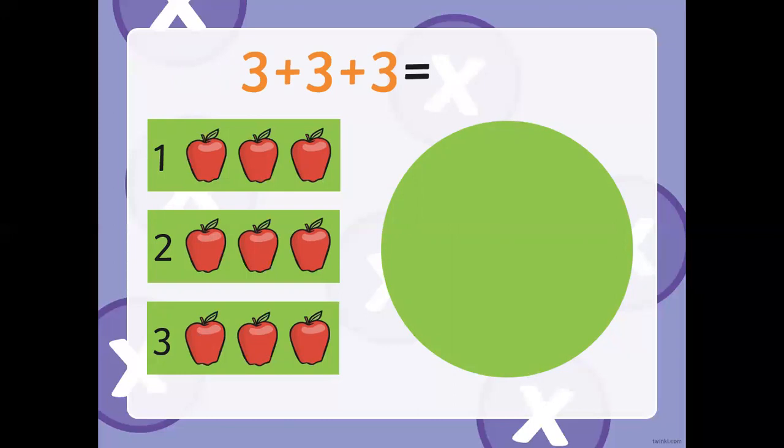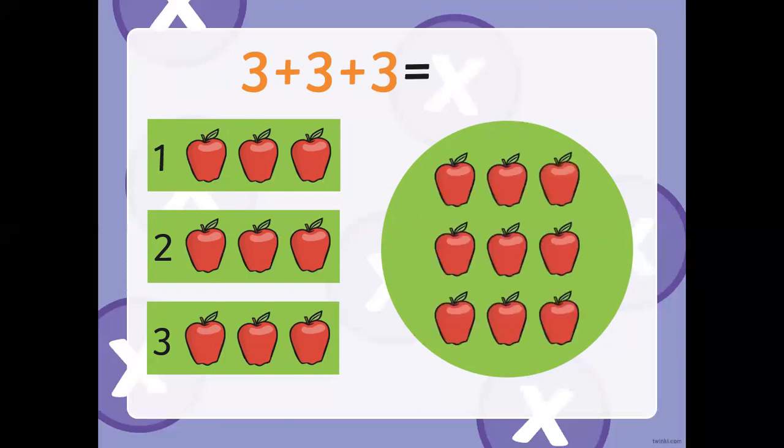Then you would count them all together. Let's do it together. We've got 1, 2, 3, 4, 5, 6, 7, 8, 9 apples. So there are 3 groups. In each group is 3, and all together we've got 9 apples.